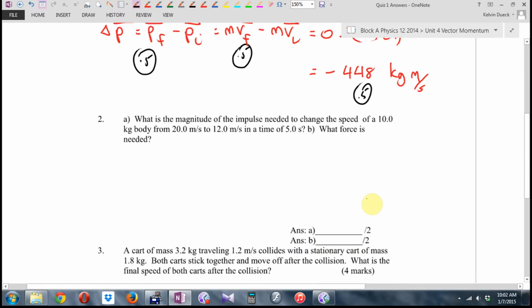Number 2, what is the magnitude? Now, Rachel, since number 2 only asks for magnitude, I guess if you botch the sign for number 2, I'll still have to give you grudgingly full marks.